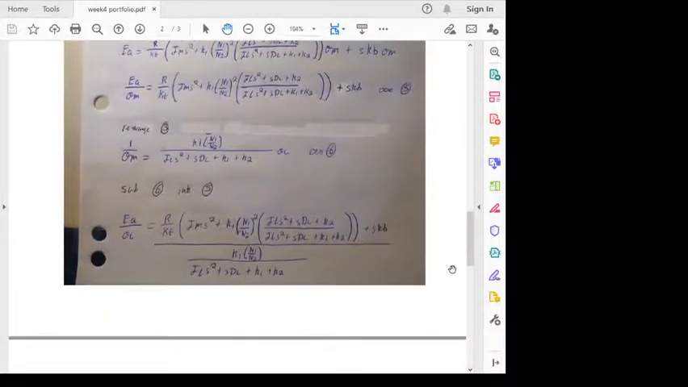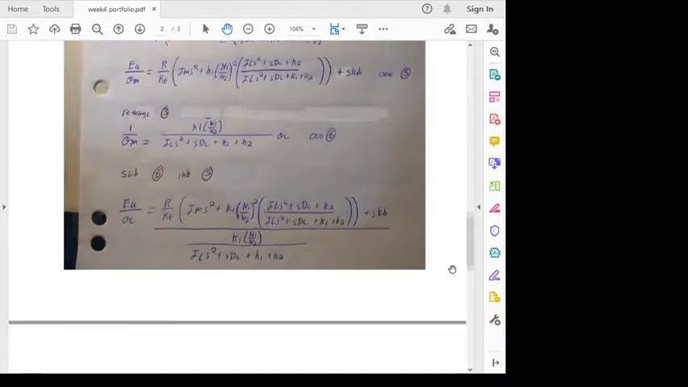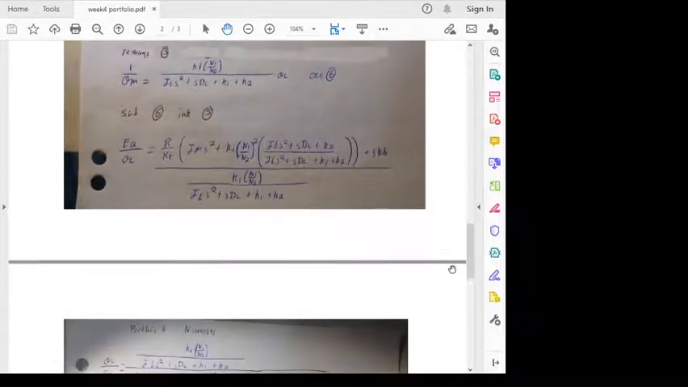Sub 5 into 6, and we get the equation inverted, so that theta motor is on top of the voltage in.